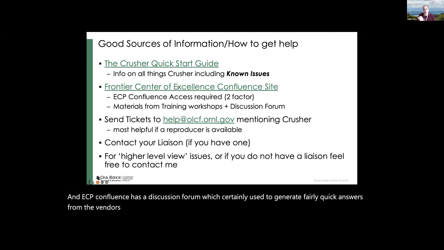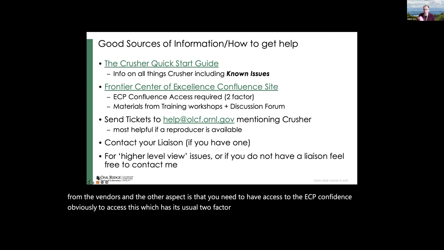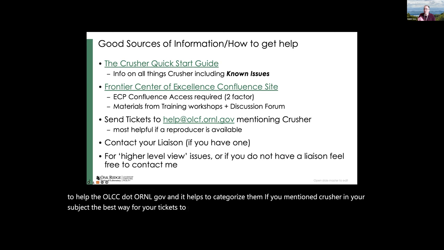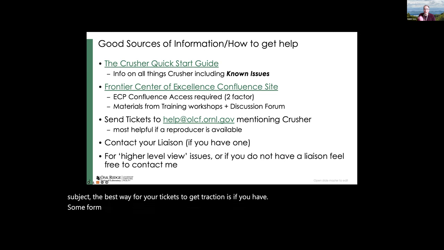You need to have access to the ECP Confluence, obviously, which has its usual two-factor authentication. Please send tickets to help.olcf.ornl.gov, and it helps to categorize them if you mention Crusher in the subject. The best way for your tickets to get traction is if you have some form of reproducer that you can either point us to or attach.